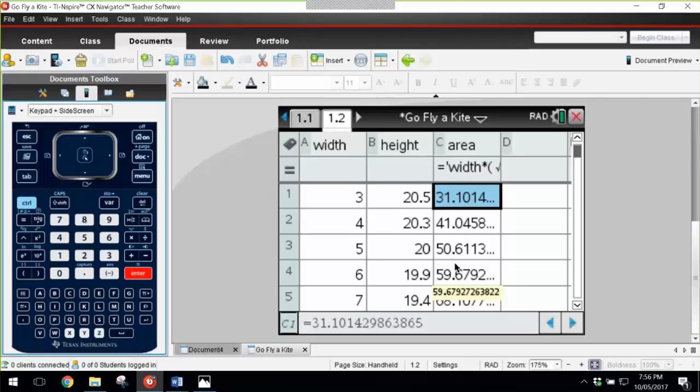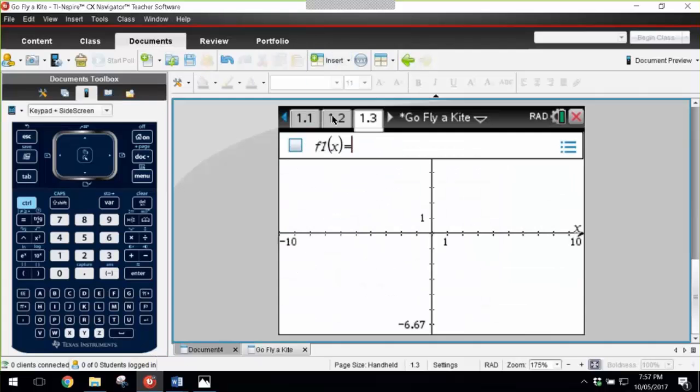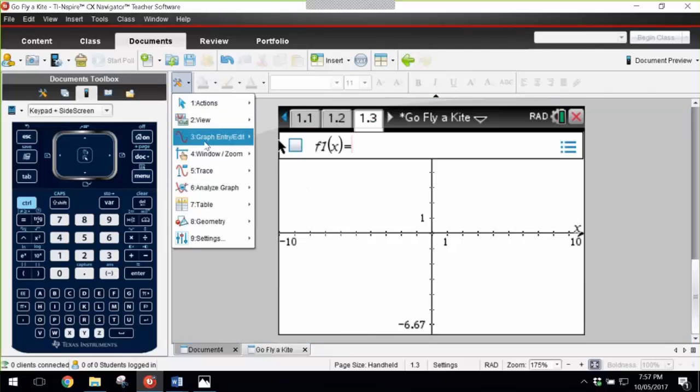So we can say to students, how was your prediction? So let's have a look. We could put in a data and statistics page, or we can put in a function, so a graph application. So we can talk about the area, the domain, etc. So we can work out the particular values. So let's insert in this way a graph application. So we need to actually change it to a scatter plot.